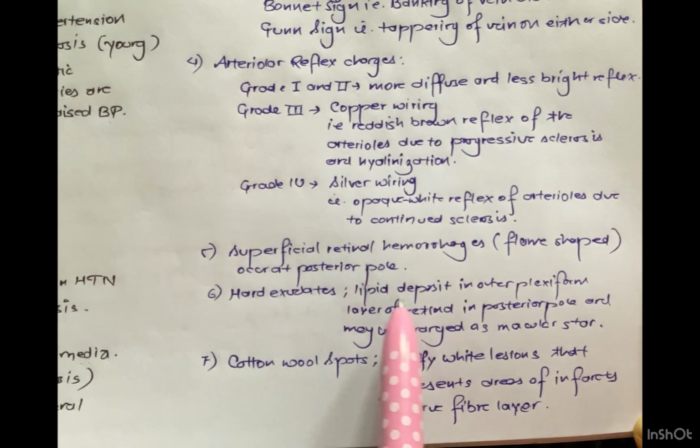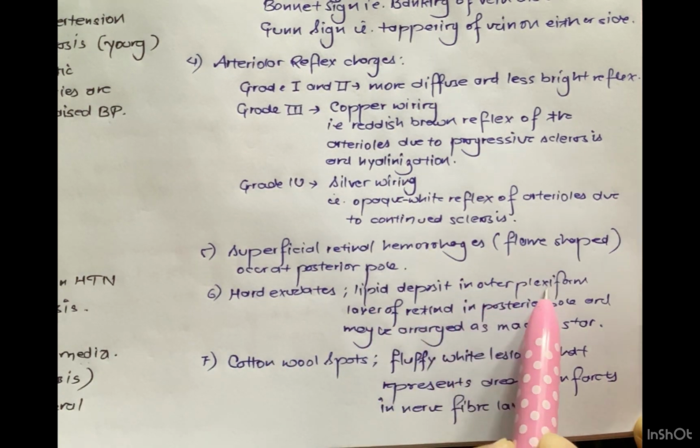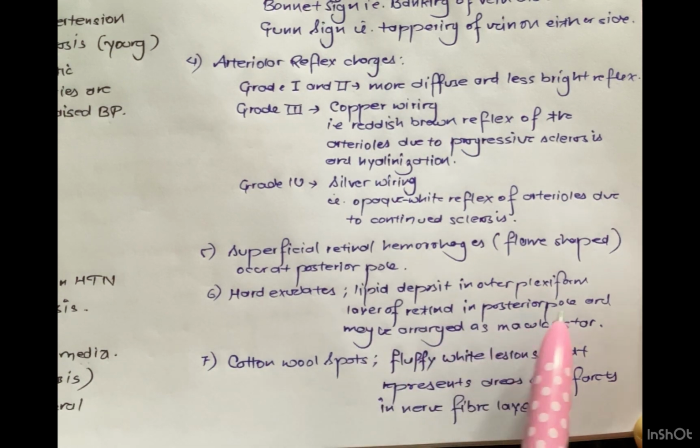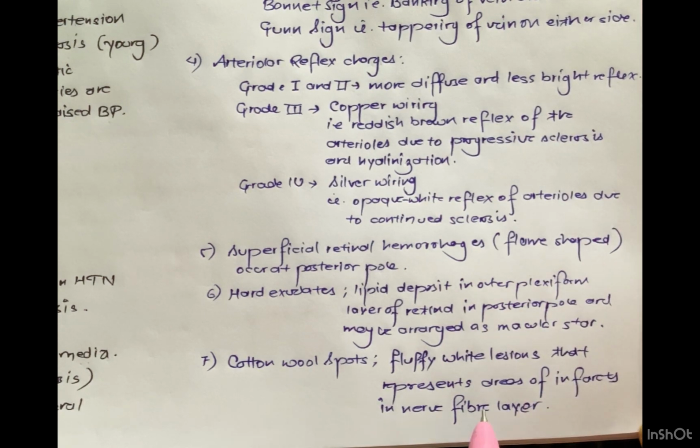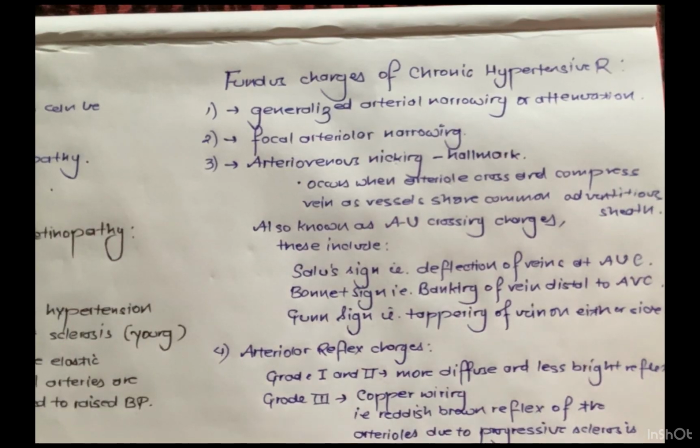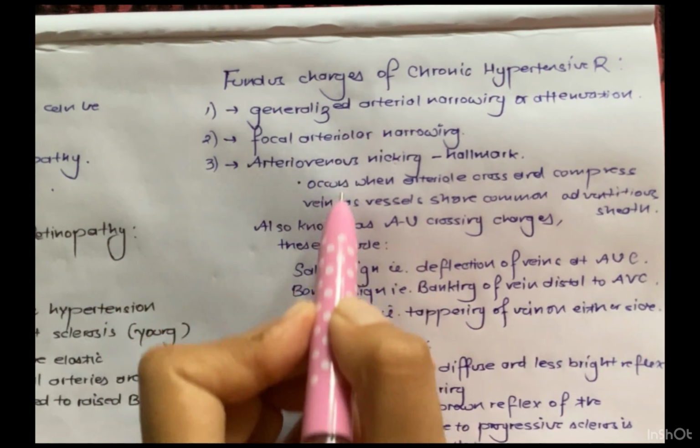Hard exudates are the lipid deposited in the outer plexiform layer of the retina in posterior pole and may be arranged as macular star. And there is also presence of cotton wool spots. Cotton wool spots are fluffy white lesions that represent areas of infarcts in nerve fiber layer. So these are the fundus changes.